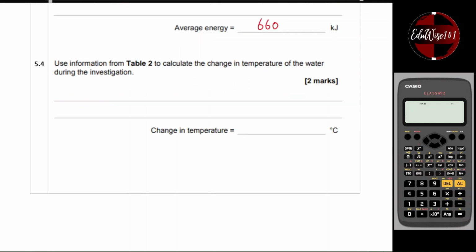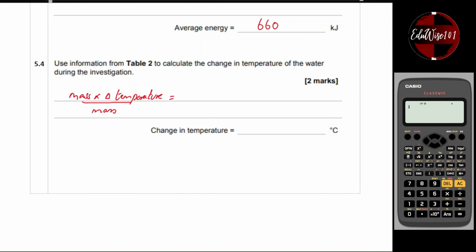So the change in temperature of the water during the investigation can be calculated using the value that is given. They have already given you the mass times the change in temperature. We can get this from the table, and we can divide that by the mass.